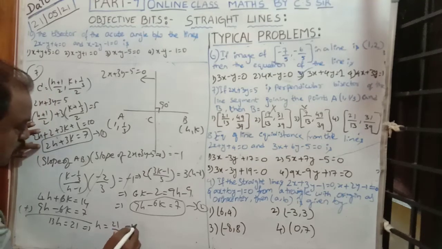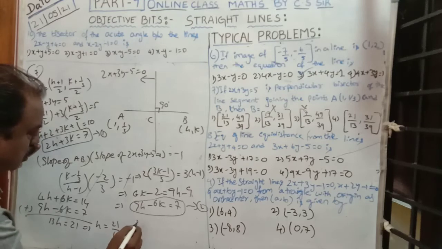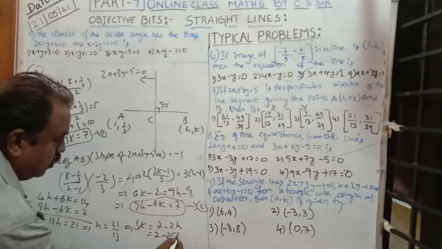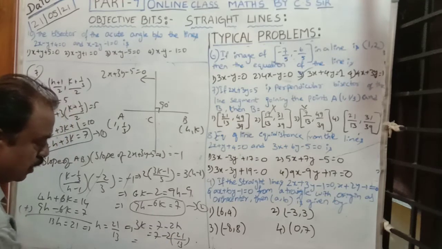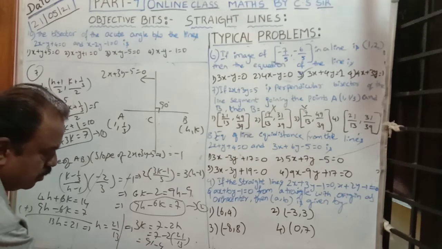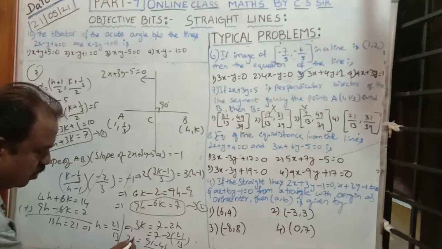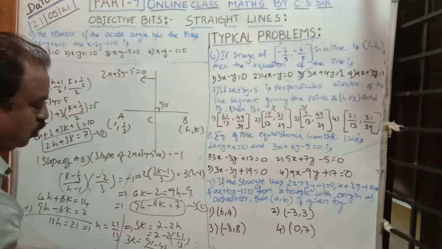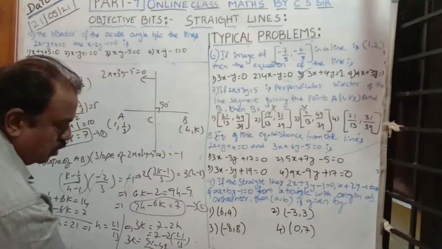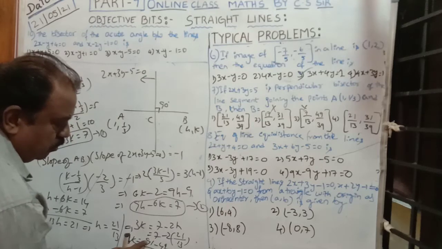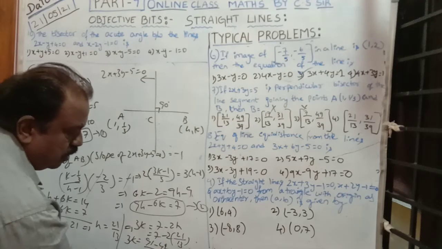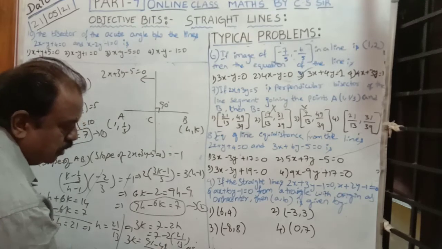This one, substitute. This is 3k is equal to 7 minus 2h. 7 minus 2 into 21 by 13, that is (91 minus 42) by 13. This is 3k. So k is equal to how much? It is 49 by 13. Try to understand it. 49 by 13 is there.